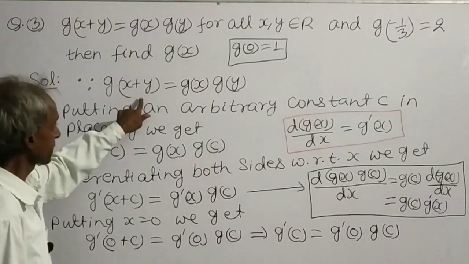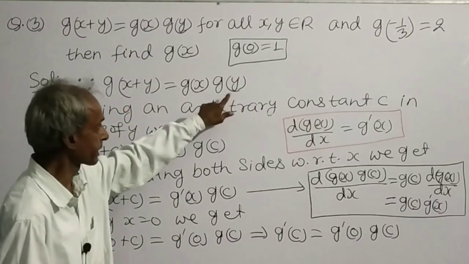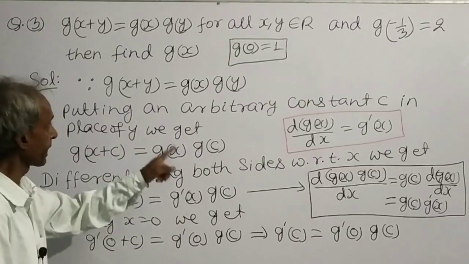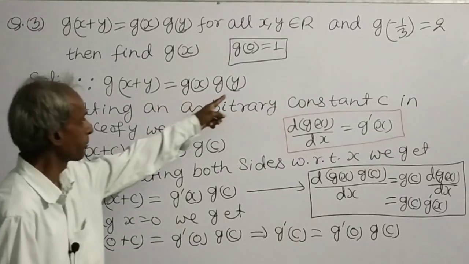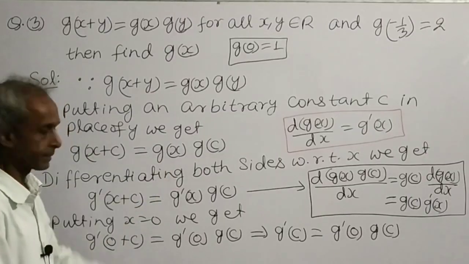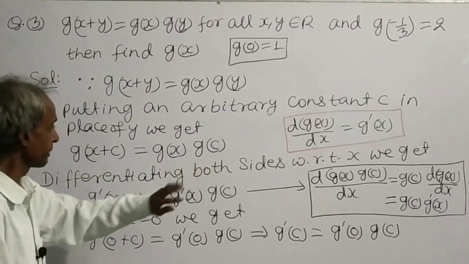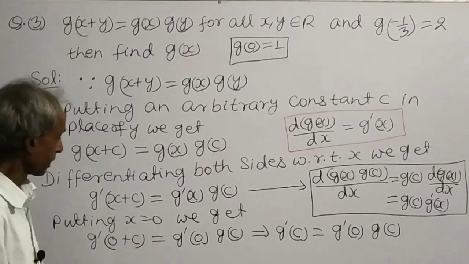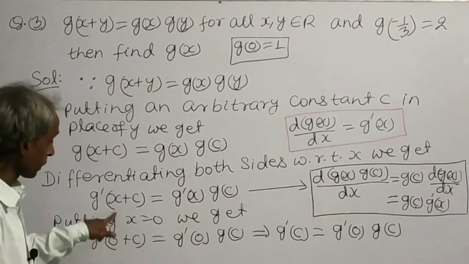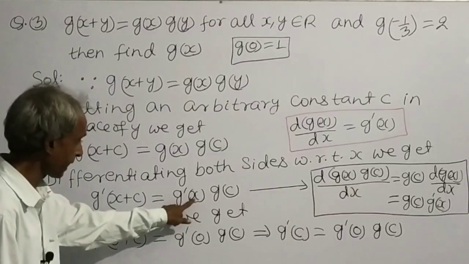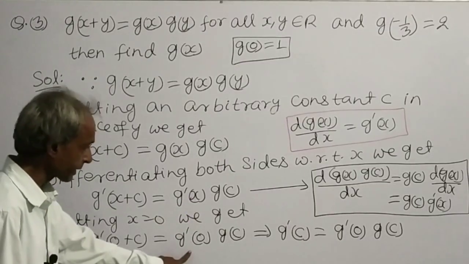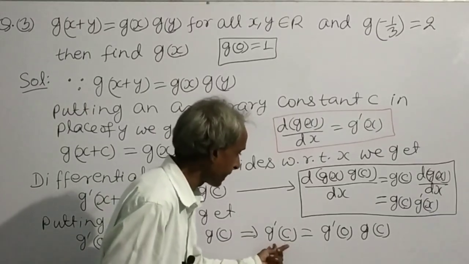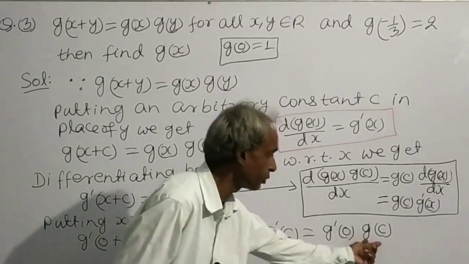Since g(x plus y) is equal to g(x) times g(y), putting an arbitrary constant c in place of y, we get this. Differentiating both sides with respect to x, we get this. Putting 0 in place of x here and here, we get this. That means we get g'(c) is equal to g'(0) g(c).